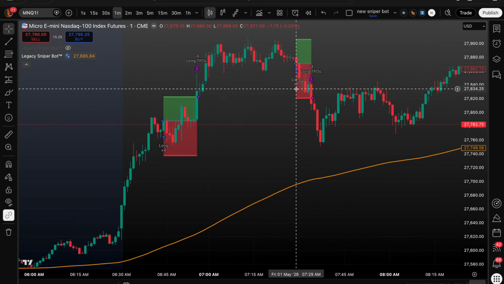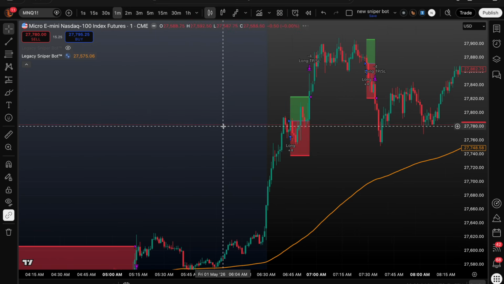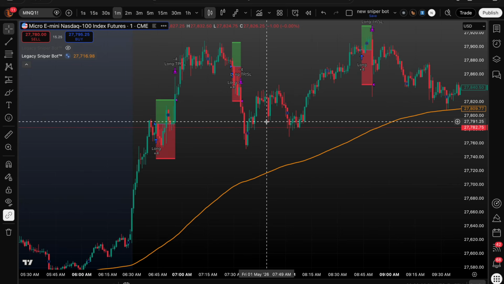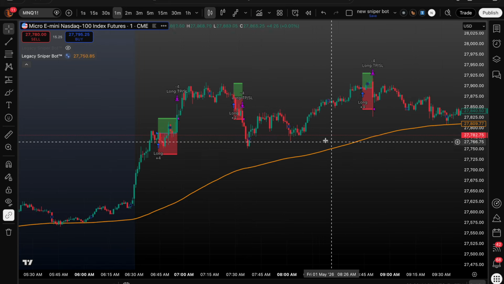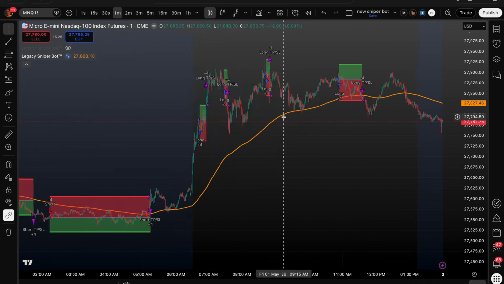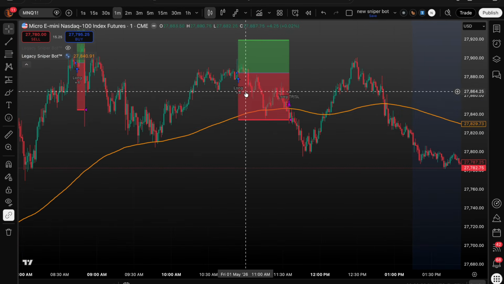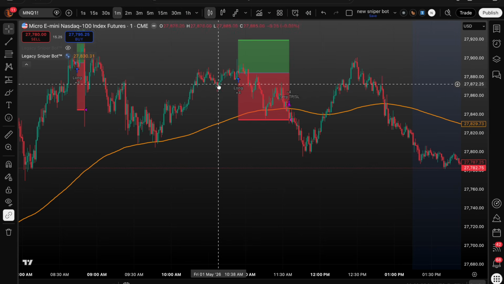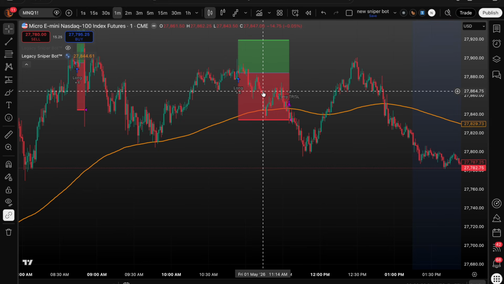So there were 2 big issues I was facing this week. One of the big issues was repainting. Hopefully that is fixed, but I will only know next week. And the second biggest issue I was having with the legacy sniper bot is the alerts. I would get the alert, but there's no signal. The signal comes maybe 5, 10, 15 minutes after the alert.